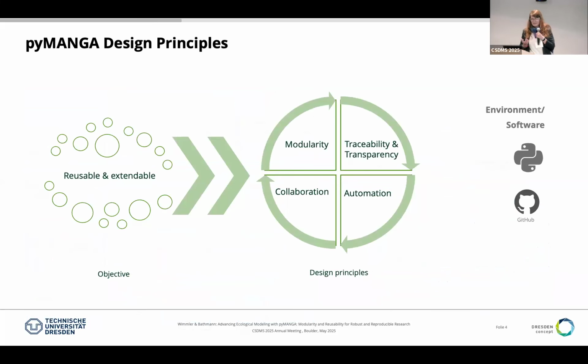Okay, so to make this work, we have set out some design principles. First, modularity: models are built from interchangeable components. Second, transparency and traceability: all changes made to the platform should be visible and well documented. Then collaboration: researchers should be able to work on different parts of the platform without conflict. And last but not least, automation: testing, documentation, and deployment are streamlined. Therefore, we use GitHub and many of its features, such as pull requests and continuous integration.